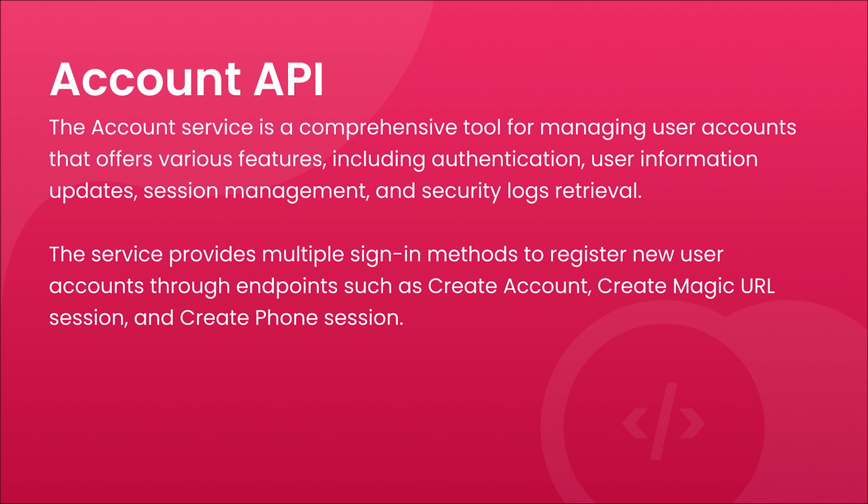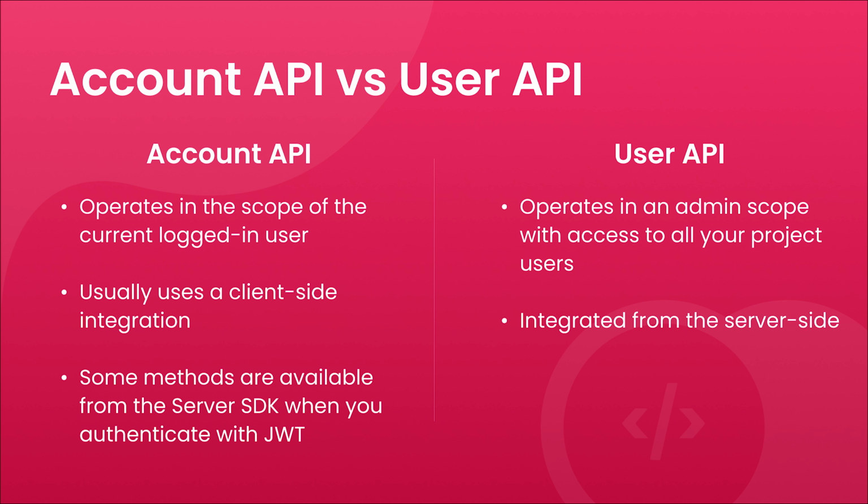For the next part of this video, we'll take a look at the Accounts API, which is how we essentially manage user accounts as well as things like authentication, user information, updates, sessions, and much more. There's a difference between the Account API and the User API, where the Account API operates on the scope of the current logged in user and usually uses client-side integration. Basically, this is available through things like JWTs. The User API, on the other hand, works with admin scope, meaning it has access to your entire project and should be run on the server side.